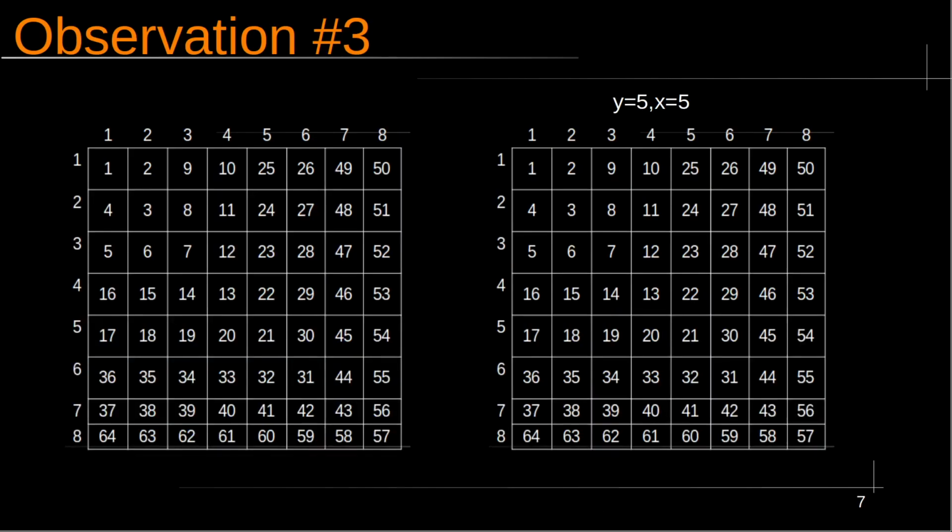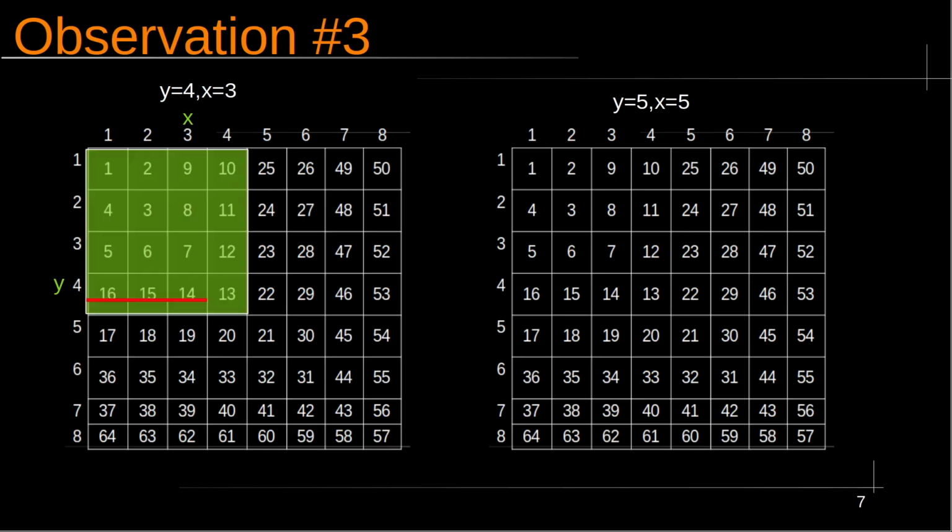The third observation, let's take this example. We want to figure out the number at row 4, column 3. We can use this line, as you see, to find this answer, which is 14. Why this line? Because we can use the square where y is even, so we have 16, y squared. 4 squared is 16, so we can compute from 16.